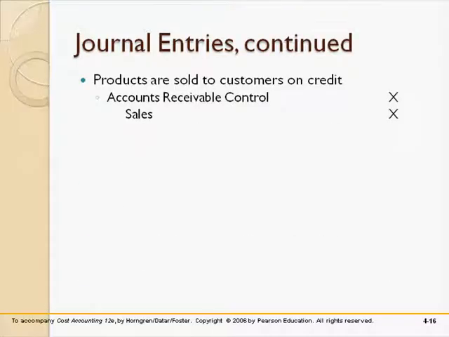Okay, and then when we sell it to customers, you've seen these entries before. We debit accounts receivable. This slide calls it accounts receivable control, and the whole idea is that we've got a subsidiary ledger for every account we sell it to, right? So it really would be accounts receivable dash XYZ company if we sold it to XYZ, and we credit sales.